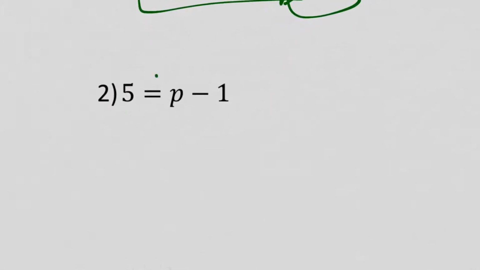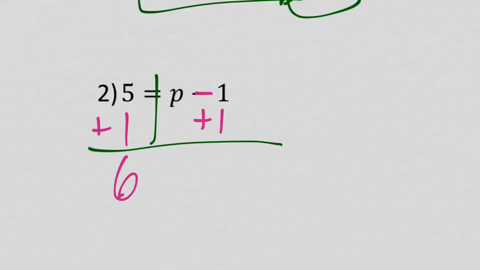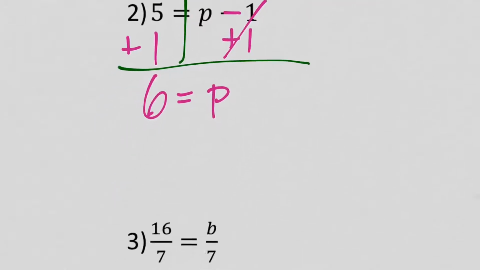Number 2, I want to solve for p, so I have to get rid of the number that's on the same side as the equal sign as p, which is negative 1. So the opposite of subtracting is to add. So 5 plus 1 is 6, and the negative 1 plus 1 cancel out to 0. This is the same as writing p equals 6.